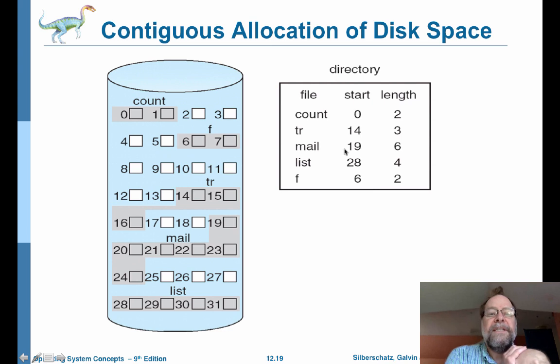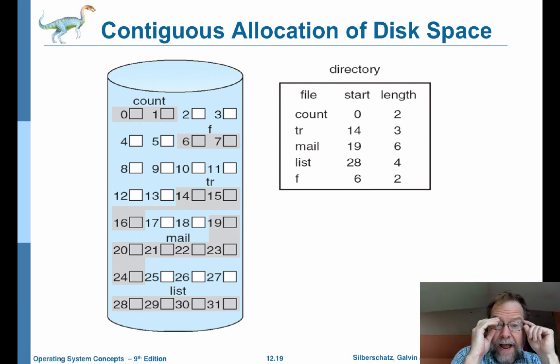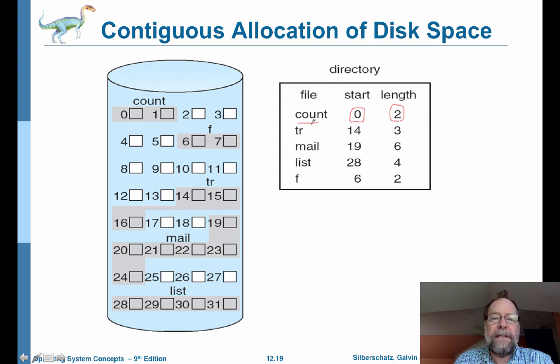So if we're using contiguous allocation of disk space, then the directory for the overall drive might look something like this, where we have the names of the files here, and we use those to access a particular entry in the directory. Each file has its starting block number, the first physical block that contains the content of that file, and then the length, that is how many blocks I need to store the information. You can see that the directory is mirrored over here in the diagram on the left-hand side.